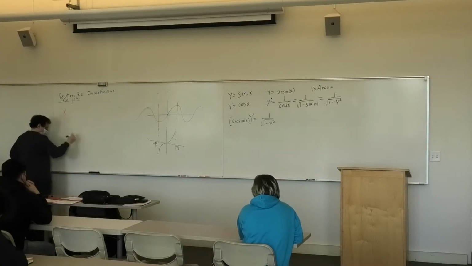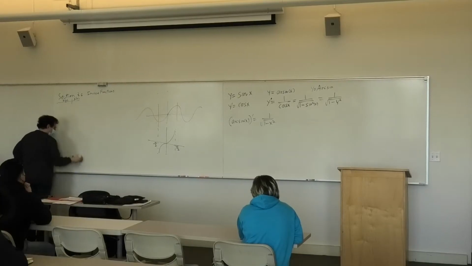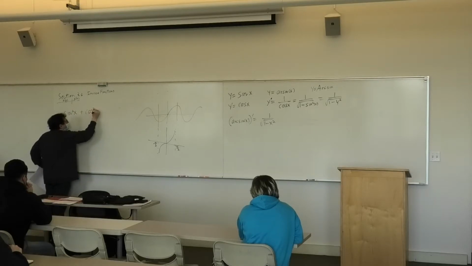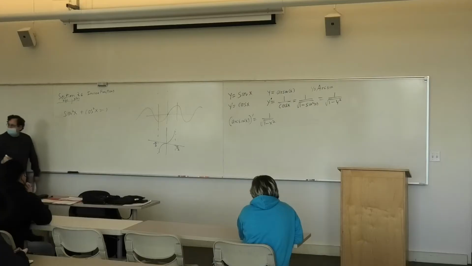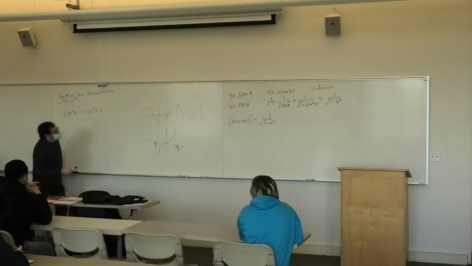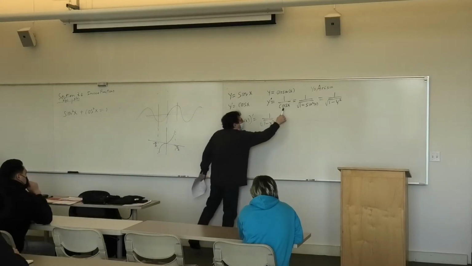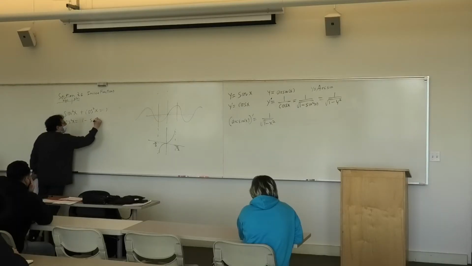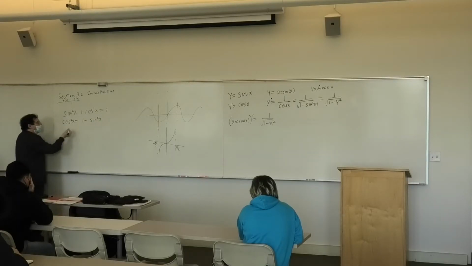Let's write it the right way. Sine squared of x plus cosine squared of x equals 1. Everybody's okay with that, I assume. We have cosine of x here that we want to solve for. So cosine squared of x equals 1 minus sine squared of x. And now we find the square root of both sides.